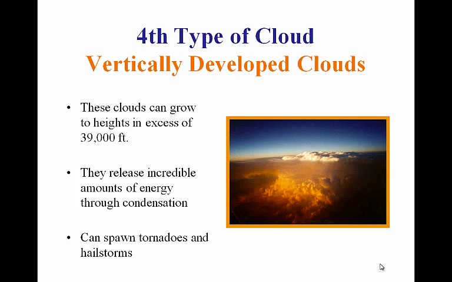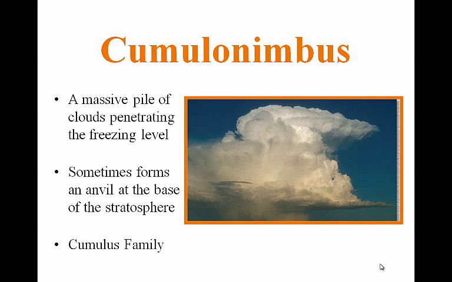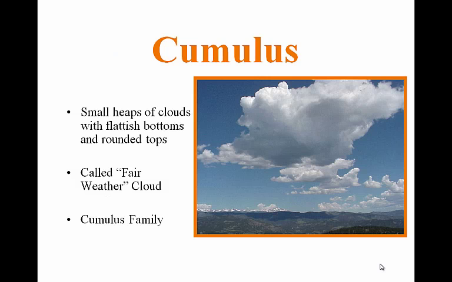Cumulonimbus clouds. A massive pile of clouds penetrating the freezing level. These types of clouds are responsible for producing thunderstorms, hail, and sometimes tornadoes. They form an anvil at the base of the stratosphere. That's when you know the height of the atmosphere, when the cloud levels off at the top. And these are from the cumulus family. Cumulus clouds are small heaps of clouds with flattish bottoms and rounded tops, also known as fair weather clouds. They are from the cumulus family.